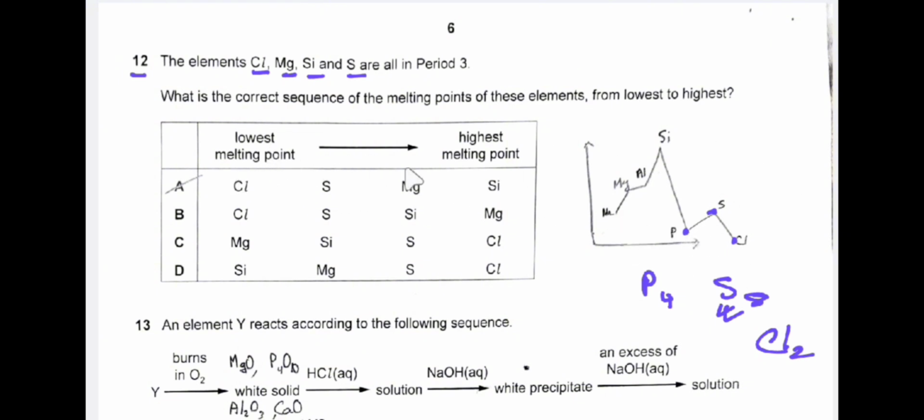And the lowest melting point is chlorine. Then among sulfur, silicon and magnesium, silicon has the highest, so this is wrong. Then after chlorine, the next highest melting point is for sulfur. So sulfur and magnesium. Then after sulfur, it would be magnesium, so chlorine, sulfur, magnesium, then silicon. Silicon has the highest melting point. So among this arrangement, silicon has the highest melting point. So the correct answer is A.